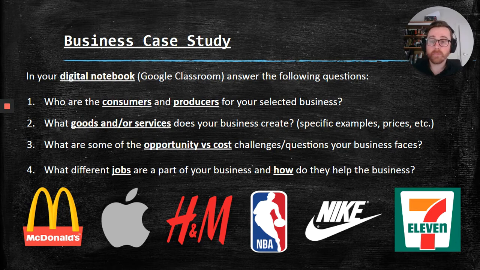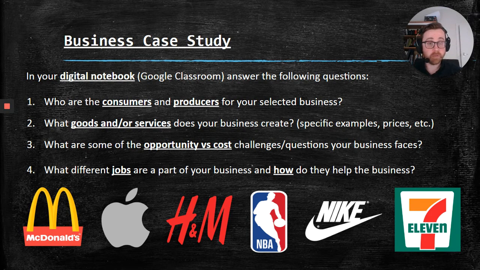So these are the 4 questions you'll be looking at this lesson. Number 1, who are the consumers and producers for your selected business? So it's pretty straightforward. Who are the people who buy products from these businesses, and who are the producers, so the people who work there? And again, you only have to pick one business, either one of those 6, or you can come up with your own. Number 2, what goods and or services does your business create? So be specific if possible.